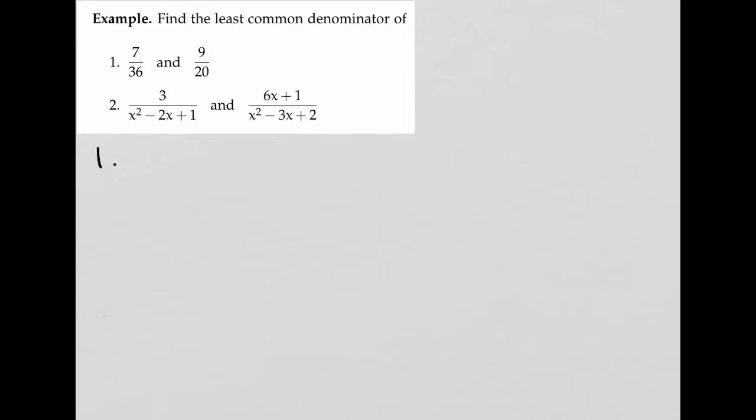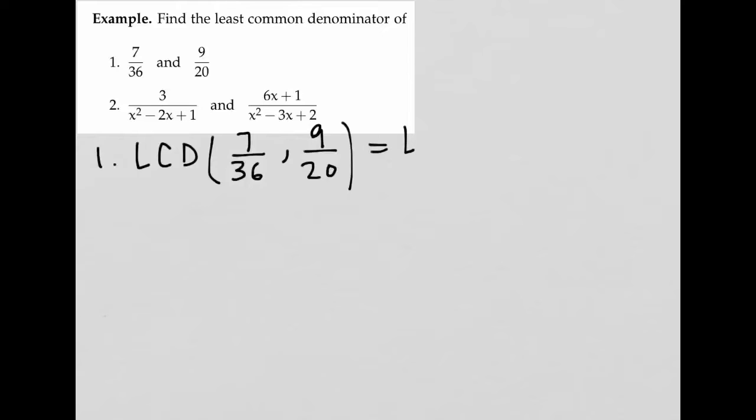Well, we abbreviate least common denominator with LCD. So the LCD of 7 over 36 and 9 over 20 is equal to the least common multiple, or the LCM, of the denominators 36 and 20. And to find the LCM of 36 and 20, I'm going to write 36 as the product of its prime factors, and I'm going to write 20 as the product of its prime factors.